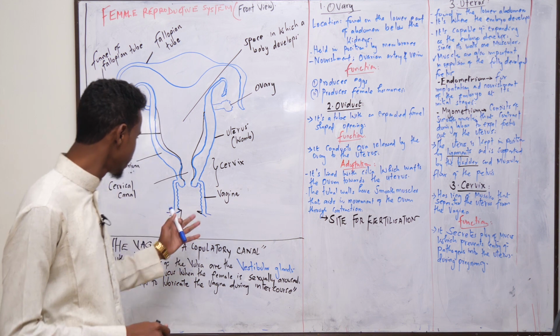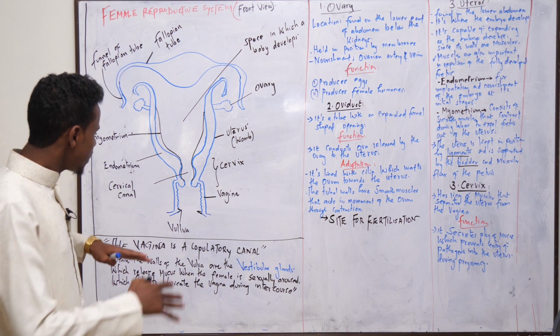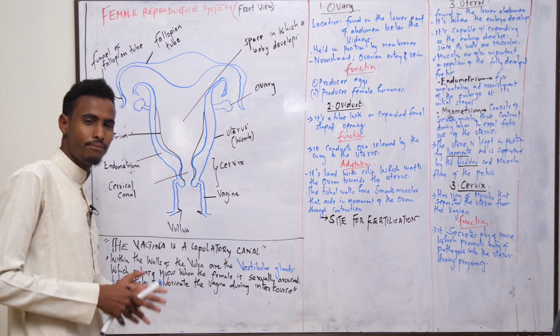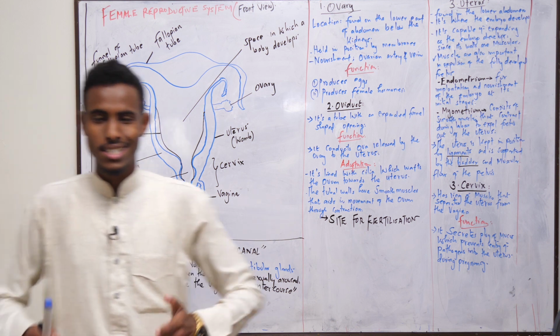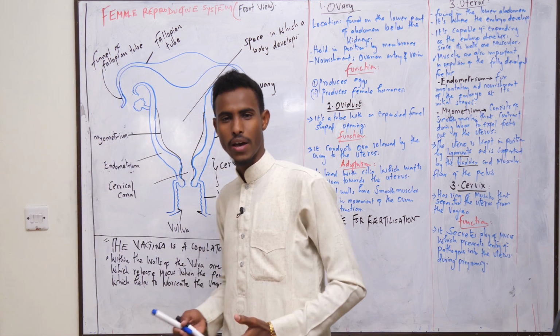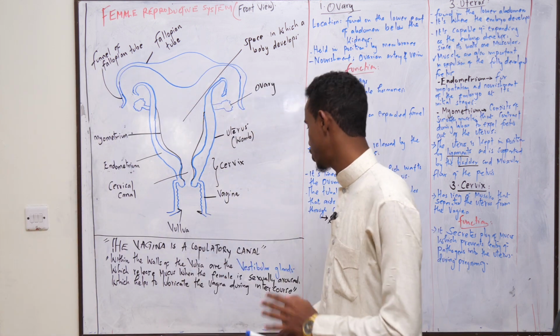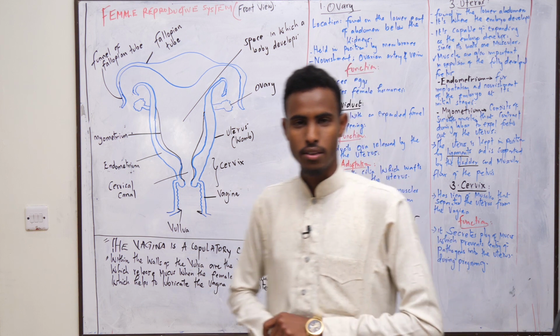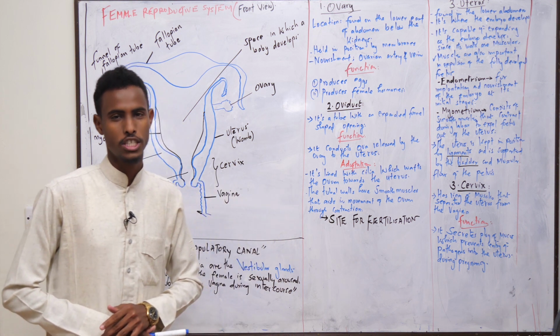Therefore, we can see that besides the structure, they cooperate functionally during sexual intercourse, or rather during copulation. And that is briefly about the female reproductive system.